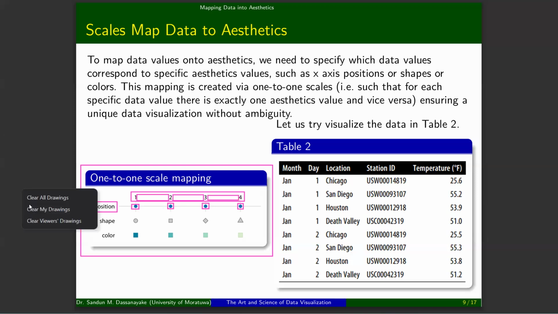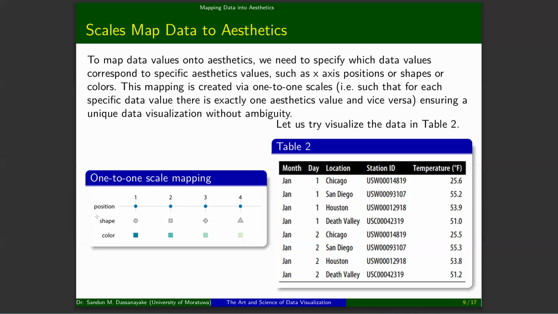Now let's move on to shape. Shapes are different: this one and this one and this one and this one. These are different shapes, of course, but they are indicative of these values. So one is for the circle here, two is square, and so on. So it's also a mapping. It's a scale, because the scale in this case is the shape.